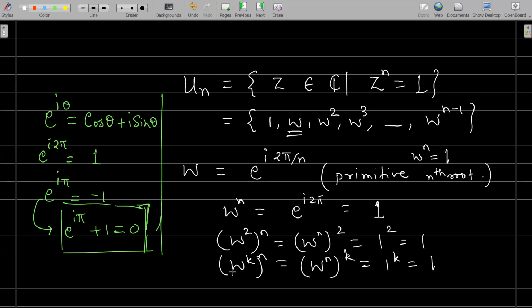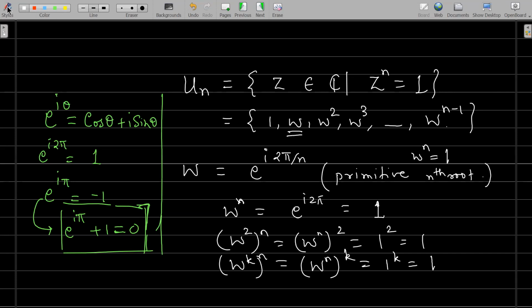Now, if every power is going to be an nth root of unity, why only n elements? Why not infinitely many? Luckily, what happens is you start like 1, omega, omega square, omega cube, every power of omega. After n steps, omega raised to n again turns out to be 1. So they repeat, right? In fact, such a group we'll see tomorrow. Such a group is called a cyclic group. Okay. And the name cyclic comes from the very geometric nature.